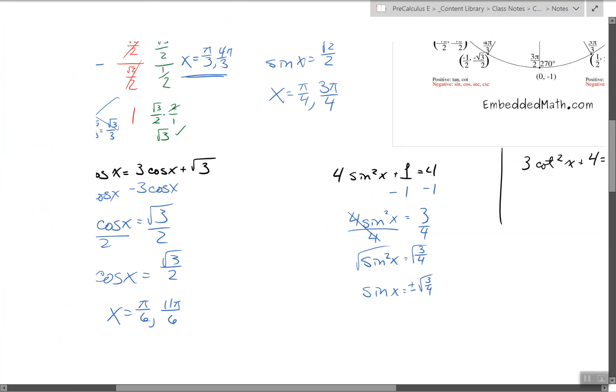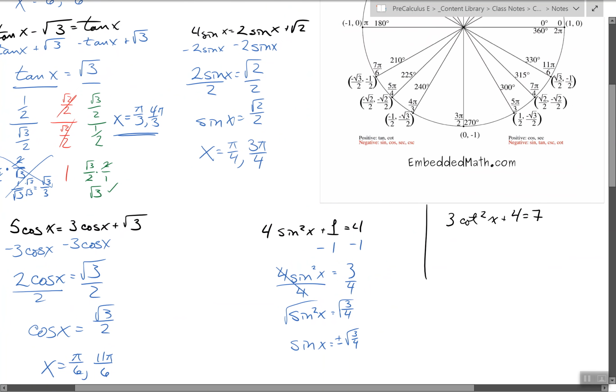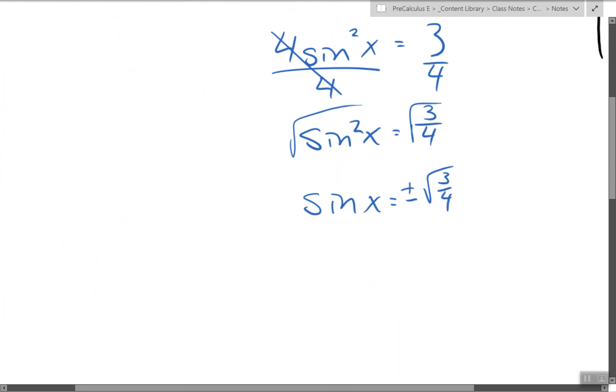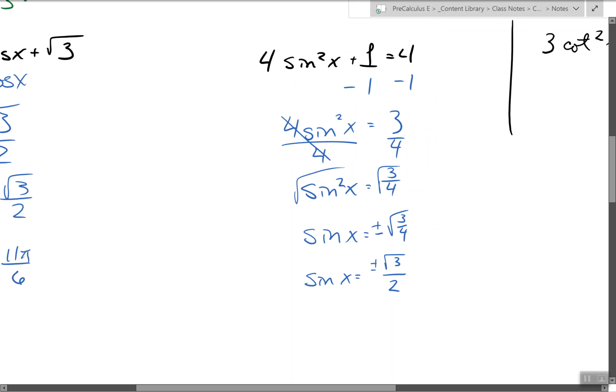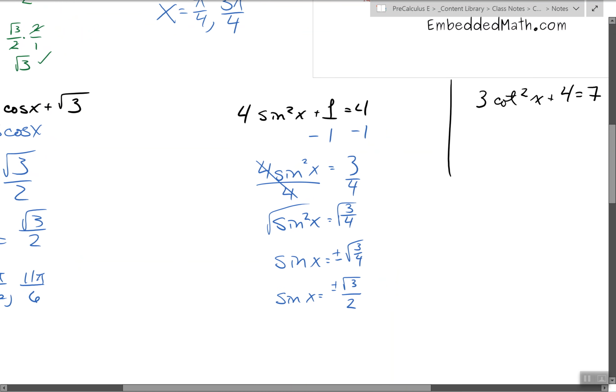Well, the square root of 3/4 is not on the unit circle. So we do need to clean that up just a tiny bit here before we go to the unit circle. So we still have plus or minus. The square root of 3, we can't do anything with that, but the square root of 4, the denominator, becomes 2. And now the square root of 3 over 2 is a value we can find on the unit circle.